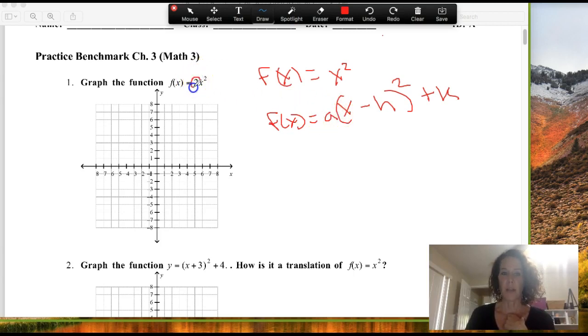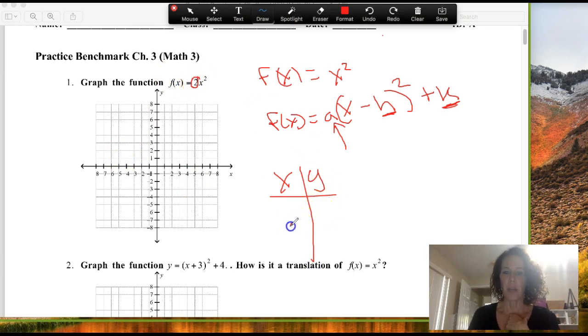I do have an a value here, so I am going to stretch. That's the value that I have here. I don't have an h or a k to shift me right or left and up and down. I just have an a value. So I'm going to stretch. Now, how much am I going to stretch? I'm going to make an xy table to tell me.